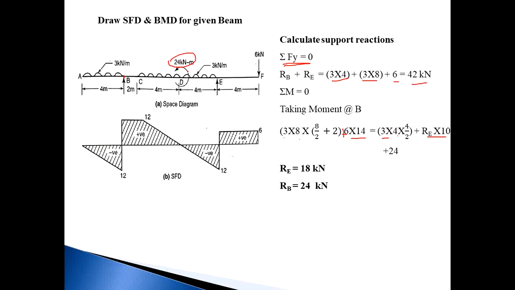If a moment is there, you directly add the clockwise moment or anti-clockwise moment. This is the anti-clockwise moment, so directly add it on this side, that is plus 24. So in this equation, the unknown term is only RE. By solving this equation, we get RE is equal to 18 kilonewton. Put this RE equal to 18 kilonewton in the equation RB plus RE is equal to 42. So RB is 42 minus 18, so RB is equal to 24 kilonewton.